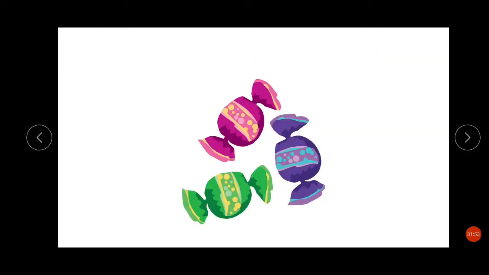Now, can you guess or identify this picture? What is this? Right, they are candies. Now, if I hold a candy in my hand, can I change the shape of the candy? The answer is no. So, if I cannot change the shape of a particular thing, then most of the time it is solid. So, this is a solid substance.